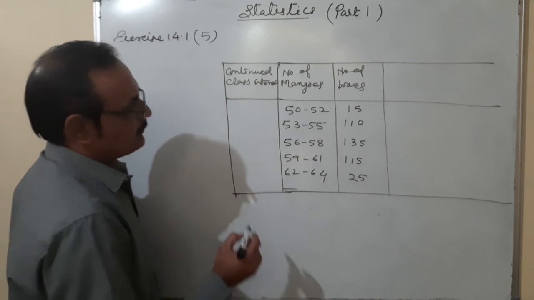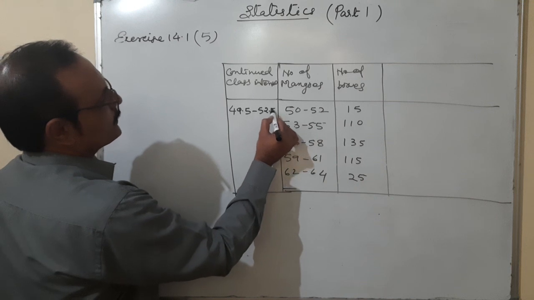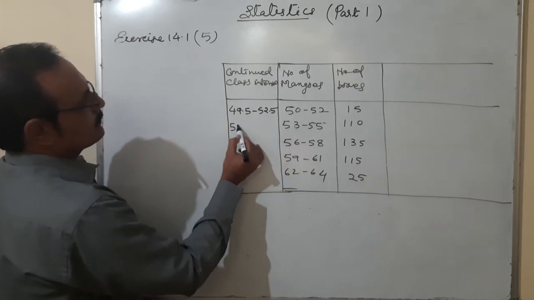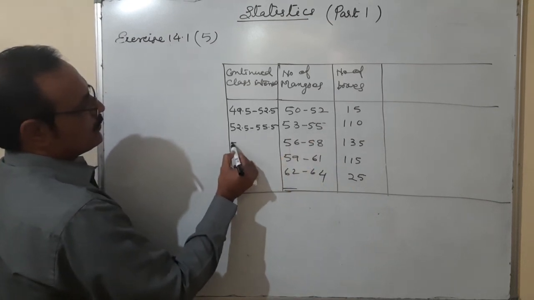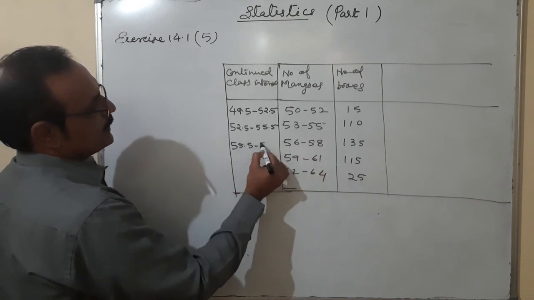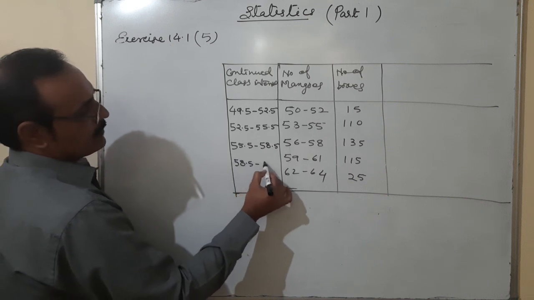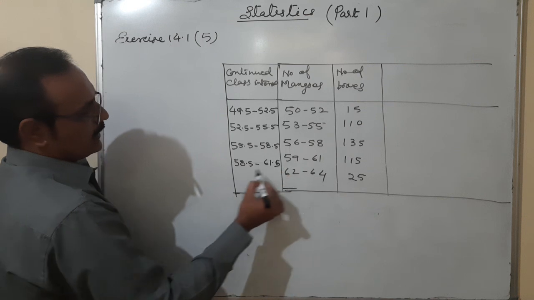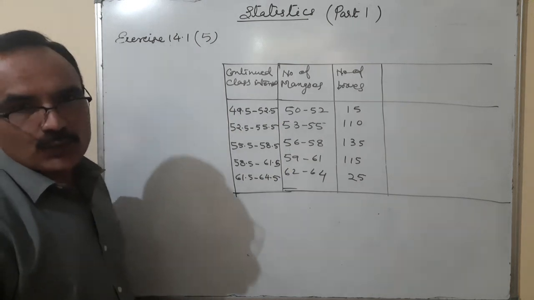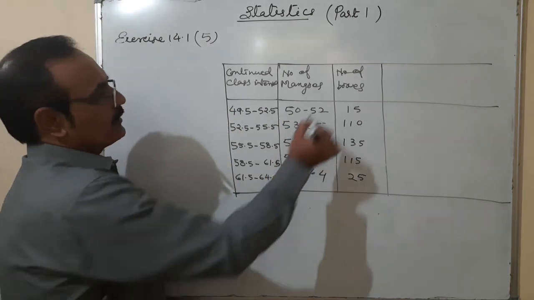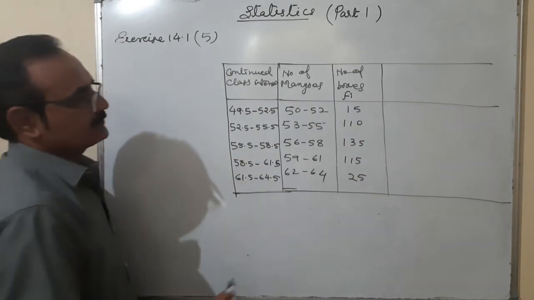50 minus 0.5 is 49.5, then 52.5, 52.5, 55.5, 55.5, 58.5, 58.5, 61.5, and 61.5 to 64.5. This is the continued class interval. The number of boxes is fi, and that column is the same, no change in it. Now we are making a column xi.